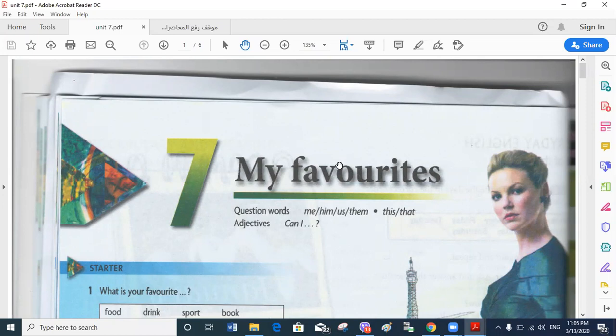In this lecture, I will talk about Unit 7. In Unit 7, we are going to take question words and the object pronouns, me using for I, him, us, them. They are different. And how to use the pointing words, this and that. And we shall have some adjectives.